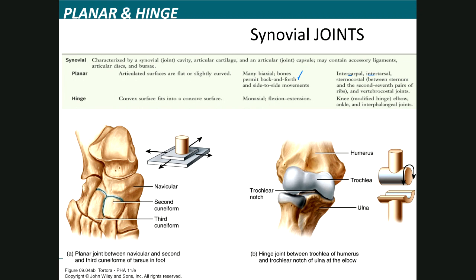The next one is called a hinge joint. Just like the term hinge means, like a hinge on a door, they are monoaxial. So they're only going to move in one direction, flexion and extension. The knee joint is an example of this, and it is called a hinge joint, kind of like a door hinge. So it's only going to flex and extend.